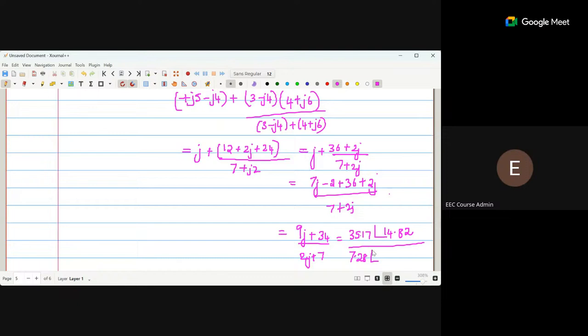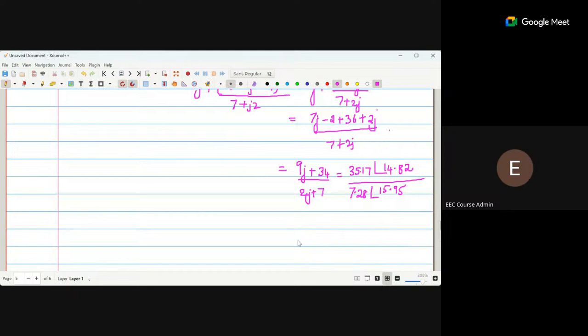Just check it out whether you are getting these. Angle minus 1.13 degrees. Ohm. So this is the Thevenin impedance.